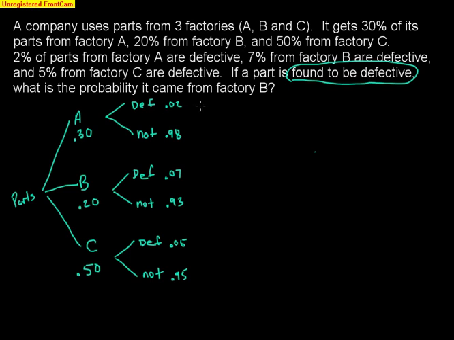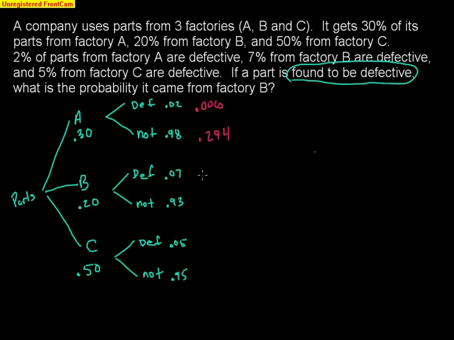If I said, what's the probability it's from A and not defective? Well, just follow that branch. So it'd be 0.3 times 0.98. Let me make sure I typed that in right. Yeah, 0.294. Okay, and again, you can do this for any of them. So you could do 0.2 times 0.07. Follow that branch for B and defective would be 0.014.